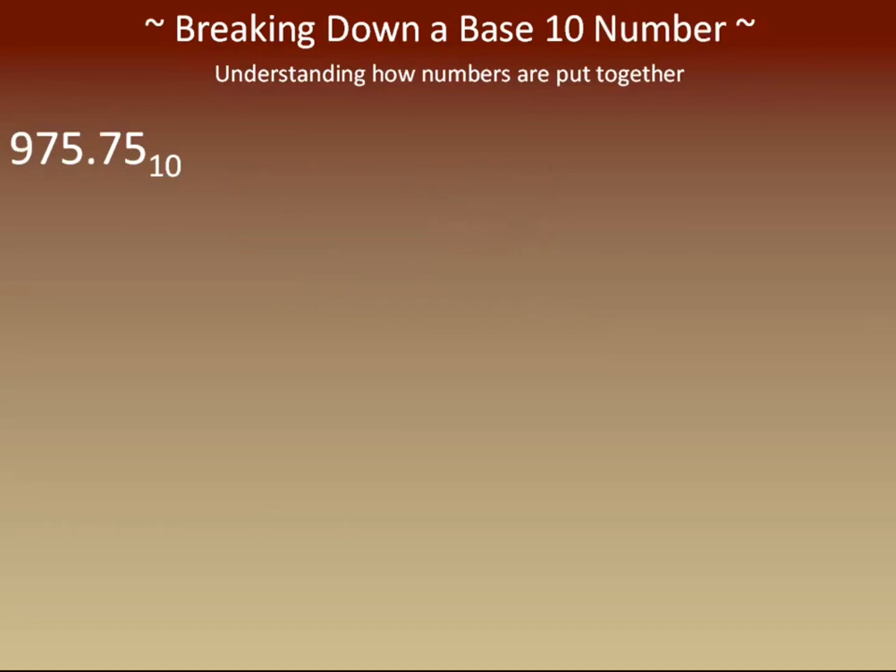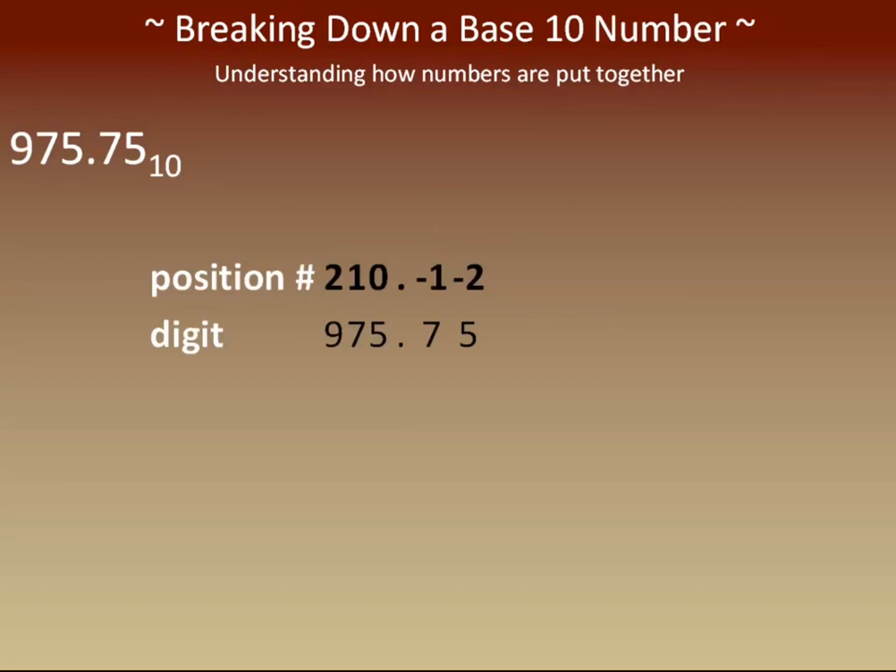If we had 975.75, the number broken down would look like this. Our first position number there for the 9 would be a 2, and then 7 would have 1, and 5 would have 0.